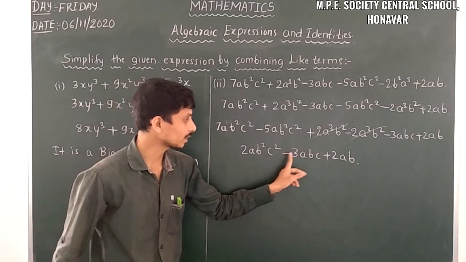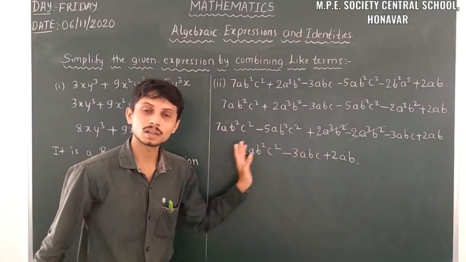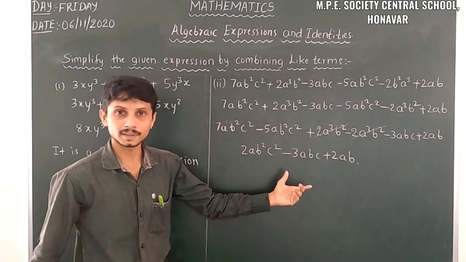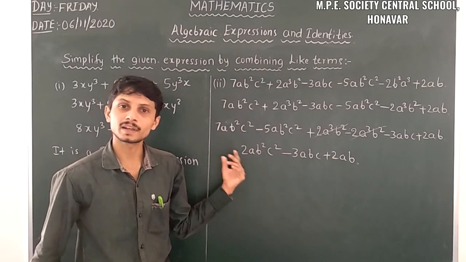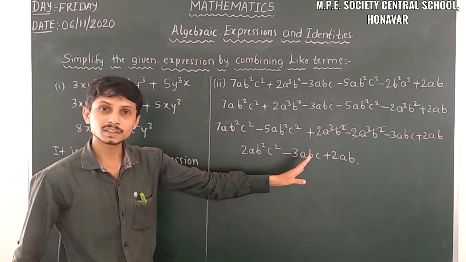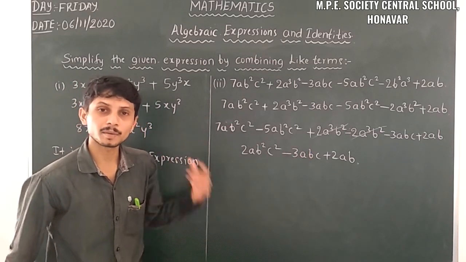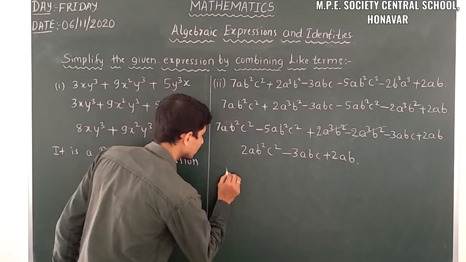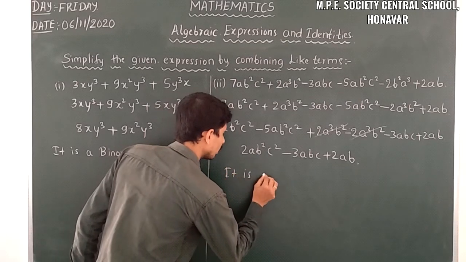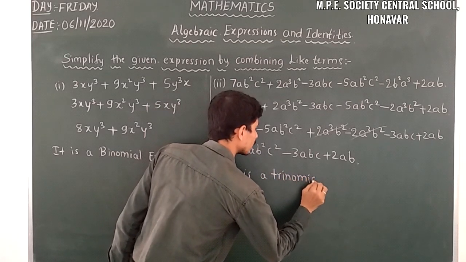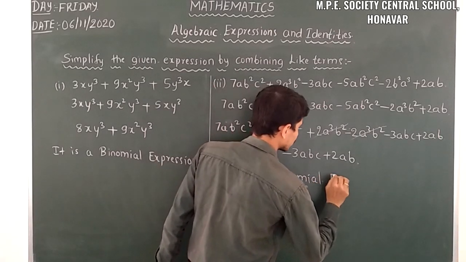Here subtraction is there, addition is there, so all are unlike terms. That's why we can't add, we can't subtract. So which expression is it? It's a trinomial expression, or you can write polynomial expression also. It is a trinomial expression.